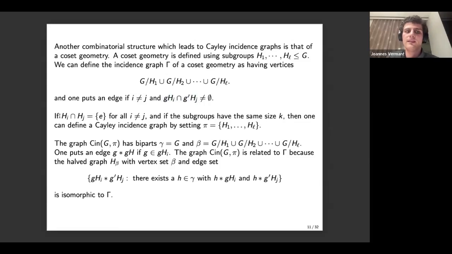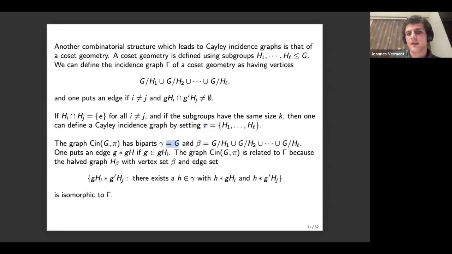And if it is the case that HI intersection HJ is the identity for all of these groups, and if all of the subgroups have the same size K, then one can define a Cayley incidence graph by taking the collection H1 up to HL. This graph then has biparts given as in the definition of a Cayley incidence graph.